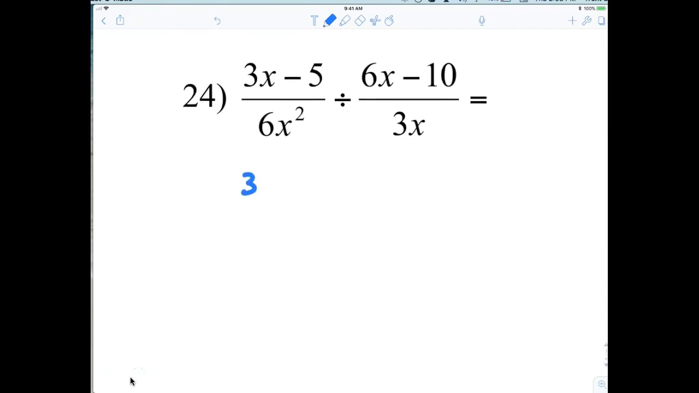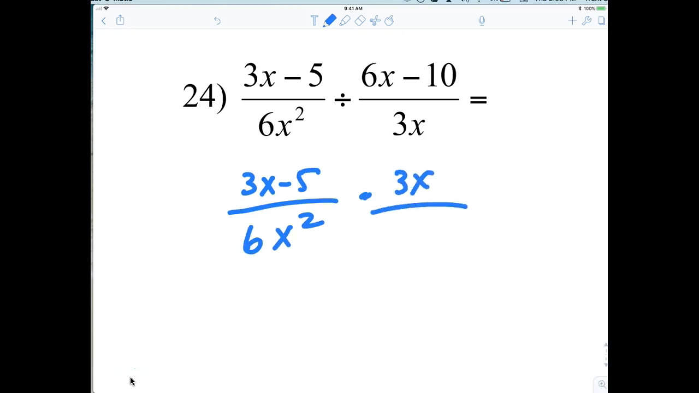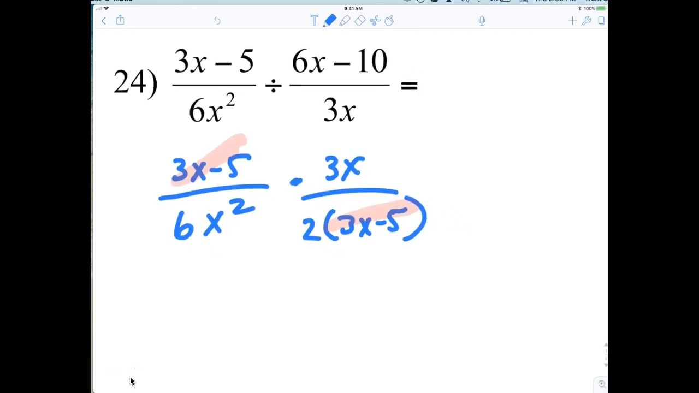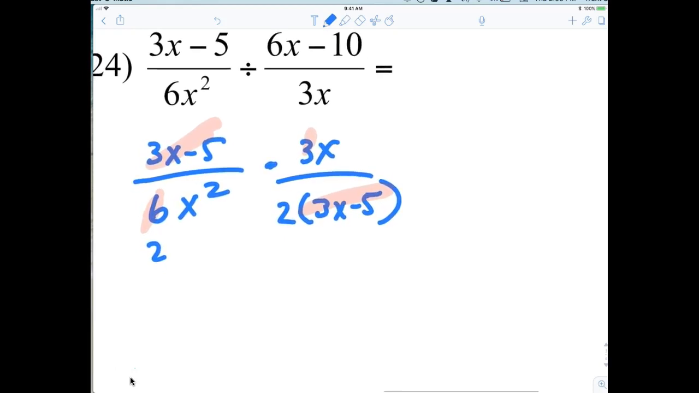All right, so let's find 24. Now, 3x minus 5 over 6x squared times 3x over 2. I like to try to factor as I go. Now I can clearly see that the 3x minus 5's do what? Cross out. Is everybody good with that? And now the 3 and the 6, that's a 2. So does everybody agree that it is 1 over 2x?